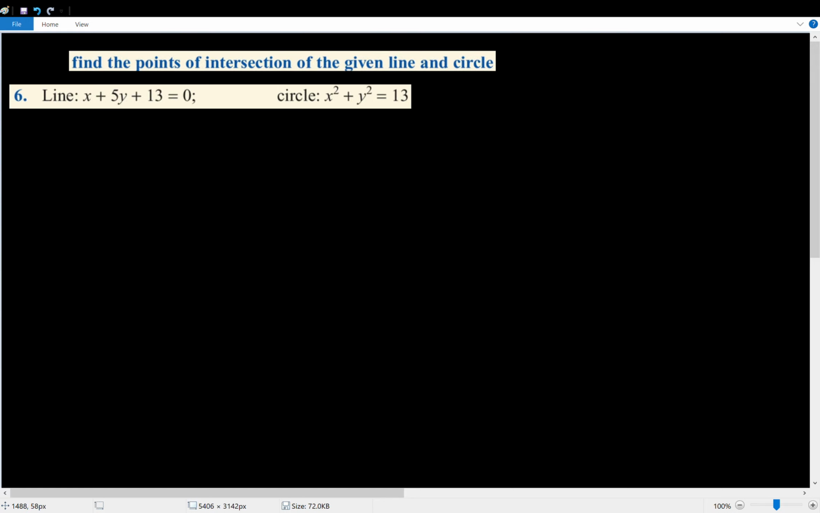So in order to start this off, we're going to rearrange our equation of the line so that either x or y is on its own to one side of the equals and everything else on the other. So when we rearrange that, we're going to get x is equal to minus 5y minus 13. And now we're going to take this value for x here and sub it into our circle in place of x. So instead of x squared, we're going to have what we found the value of x to be, which is minus 5y minus 13 all squared. And then that's still going to have plus y squared, and that's still going to be equal to 13.